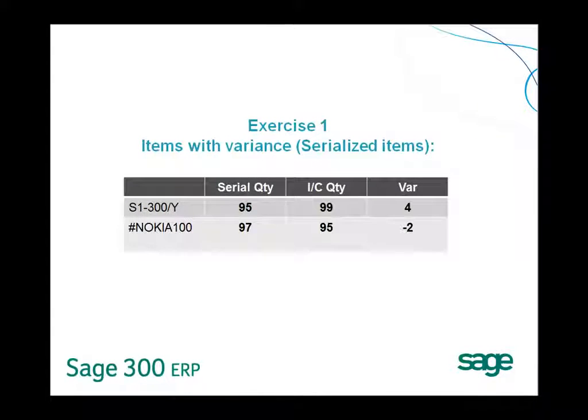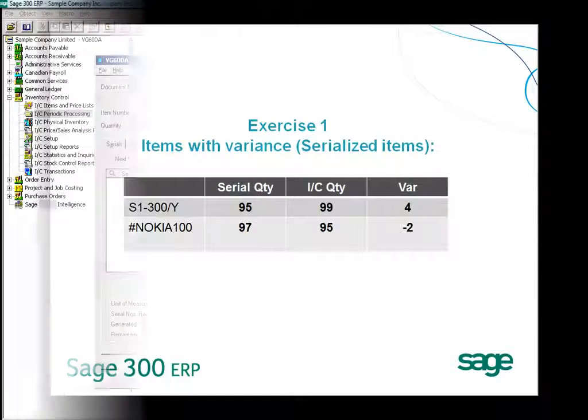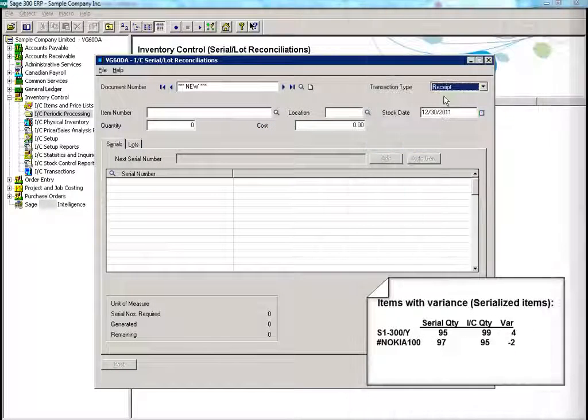As you can see, item S1300Y only has 95 serials, compared to the actual number of 99 from the inventory control. This results in a variance of 4. Now what we should do next here is to adjust S1300Y in such a way that it will match the quantity of 99 from inventory control. To do that, we're going to go ahead and do a receipt transaction type.